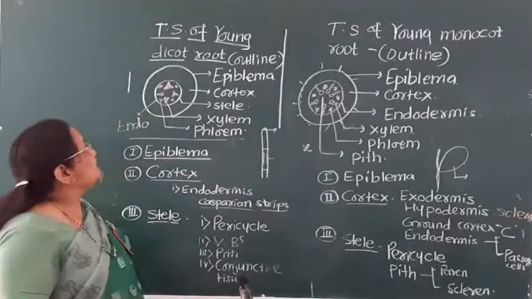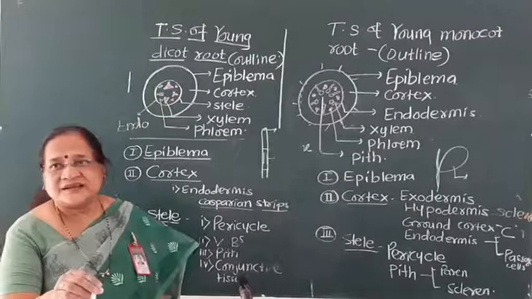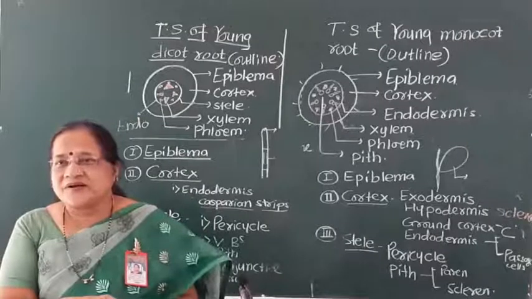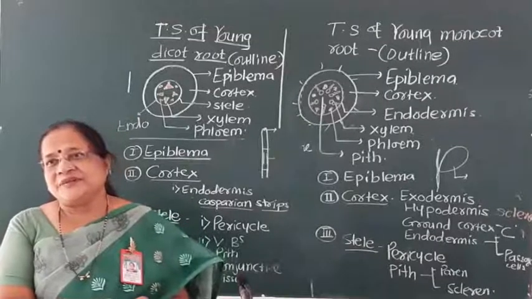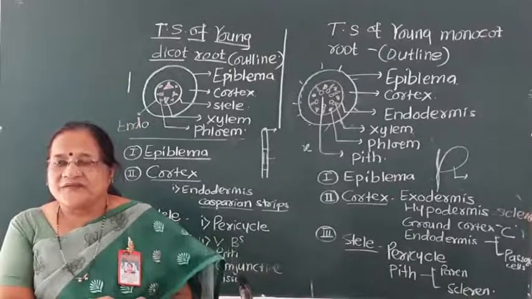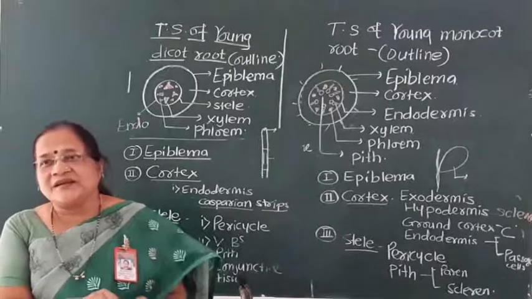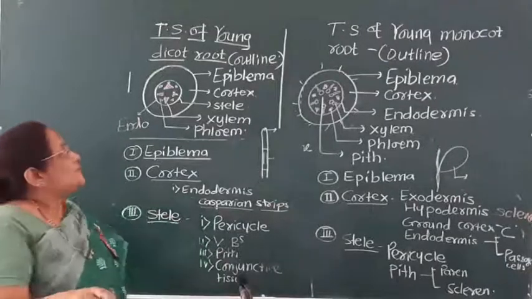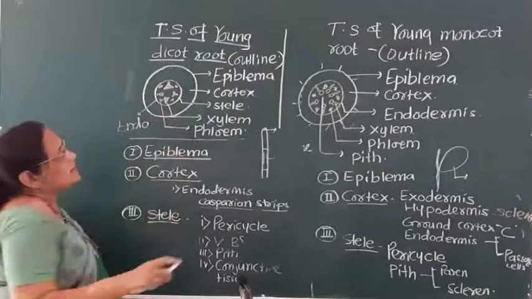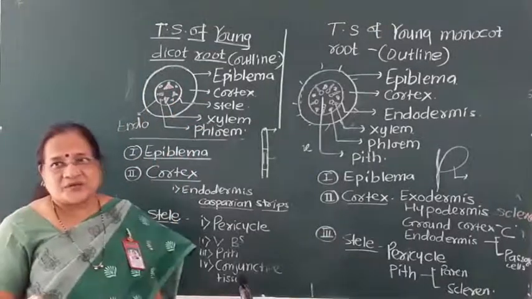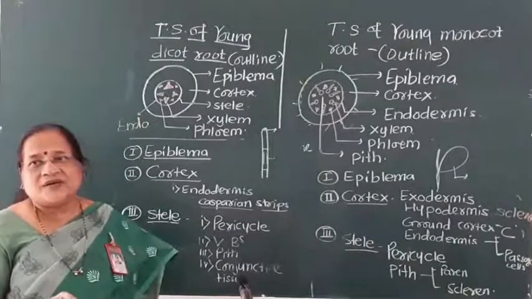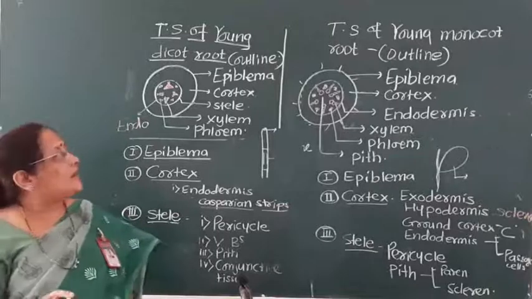Here we are going to study the two types of roots, that is the monocot root and dicot root. For the dicot root we are giving the example of the sunflower root, and before secondary growth we have to take the section of that particular root, that is the young root. So firstly, here we have the outline of the TS of young dicot root. First we have to see the internal structure, that is the anatomy of this TS of young dicot root.